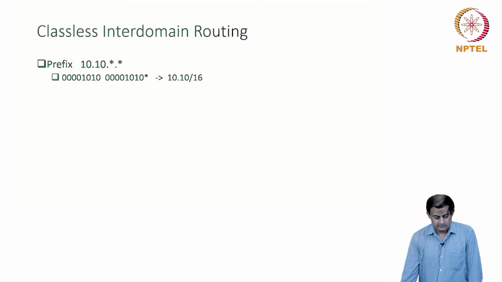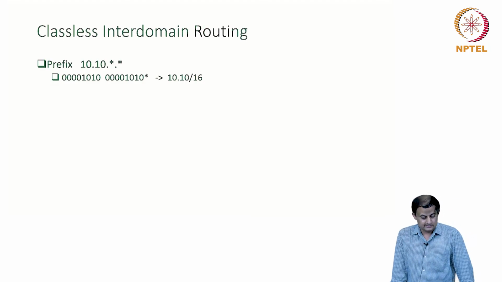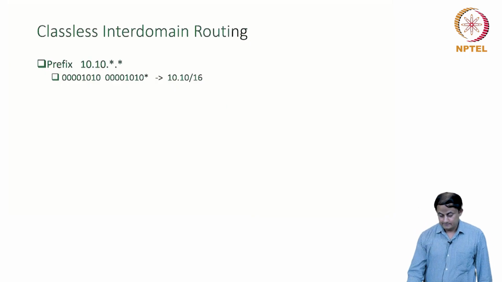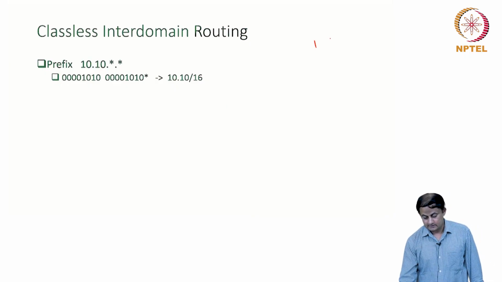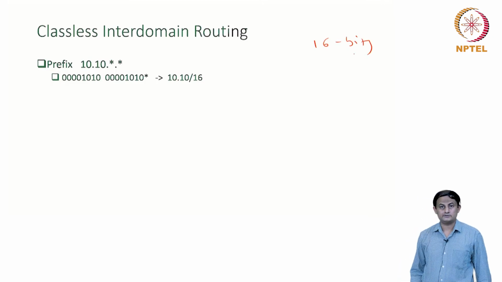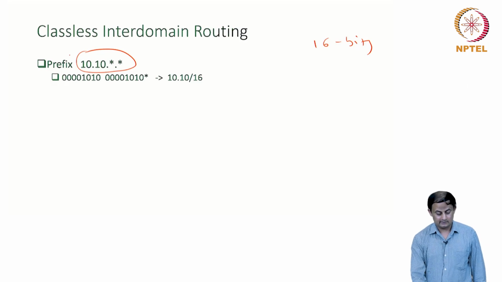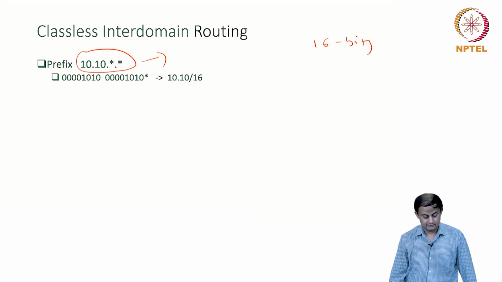That brings us to the concept of something called prefix based routing. In effect, if I am saying that my network address is 16 bits, the routing table entries are 16 bits. If it is starting with 10.10, I can denote the entries inside the routing table using this prefix notation. 10.10 star is actually a prefix notation.